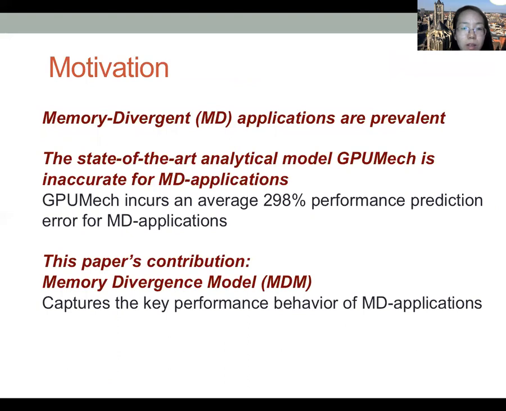Although memory divergent applications are prevalent, state-of-the-art analytical models such as GPUMech are inaccurate for memory divergent applications, incurring an average 298% performance prediction error. In this paper, we propose the memory divergence model, which captures the key performance behavior of memory divergent applications.